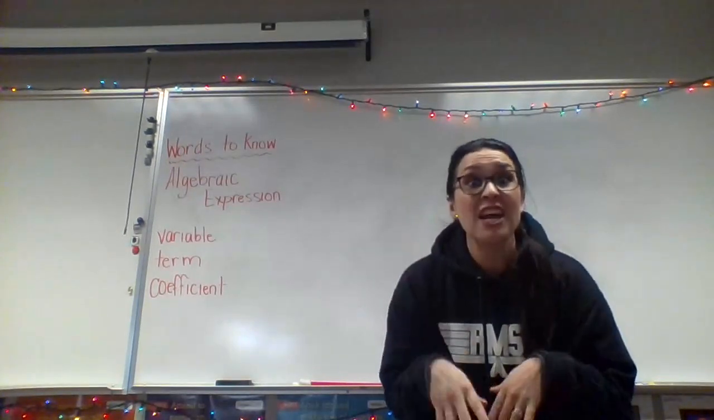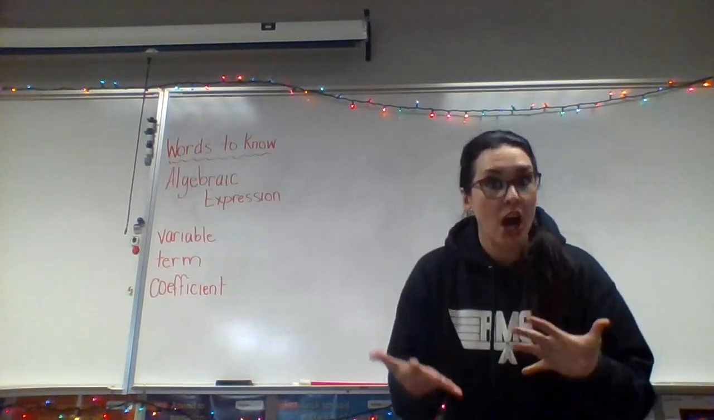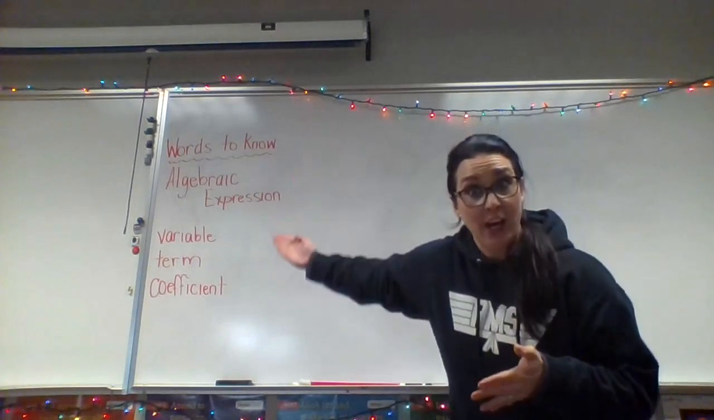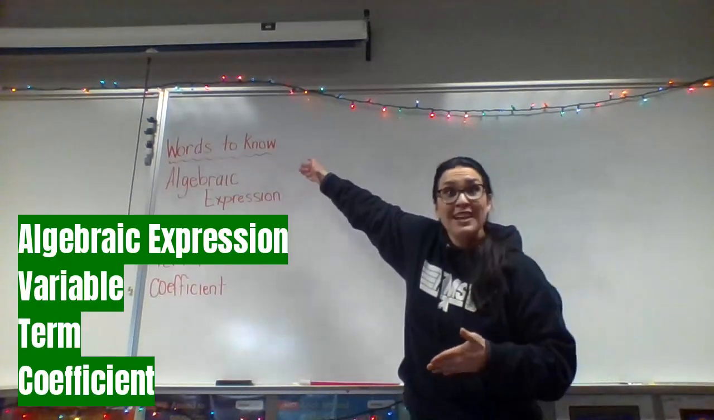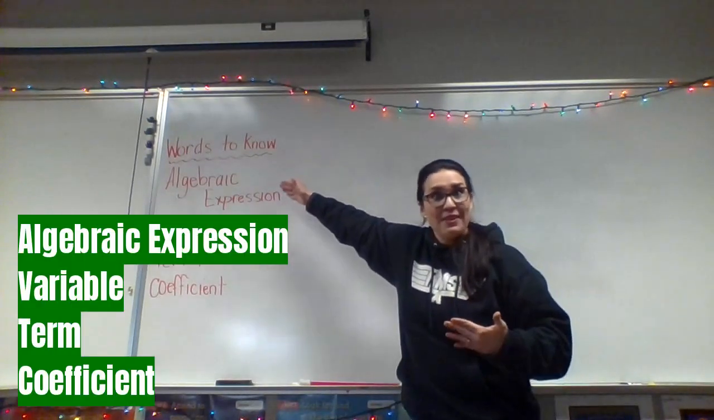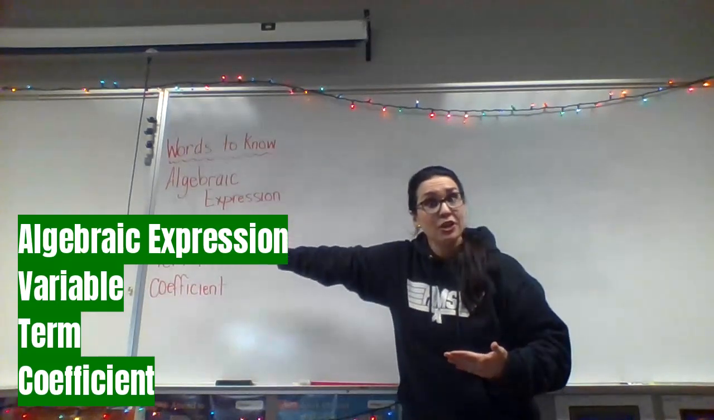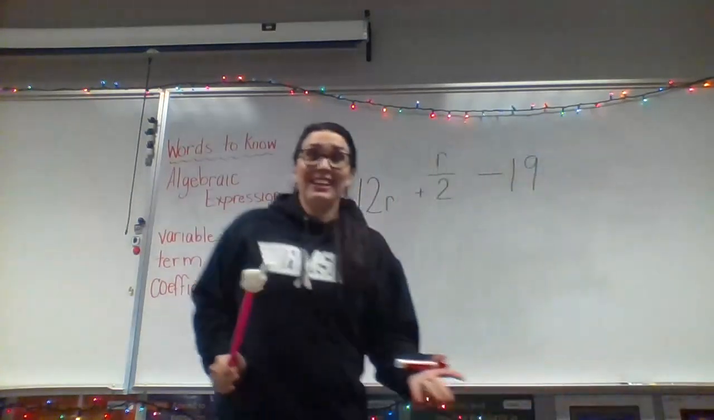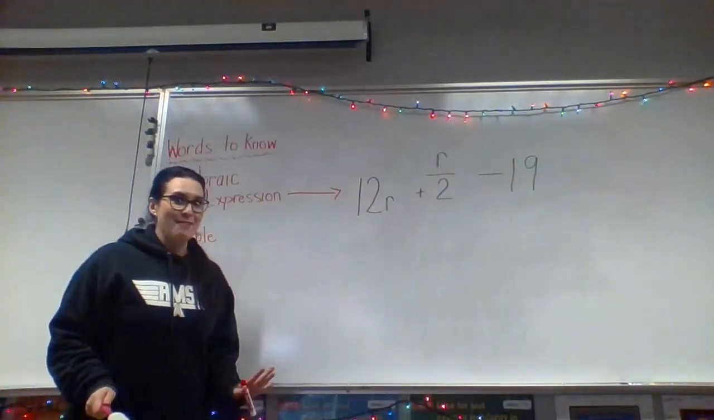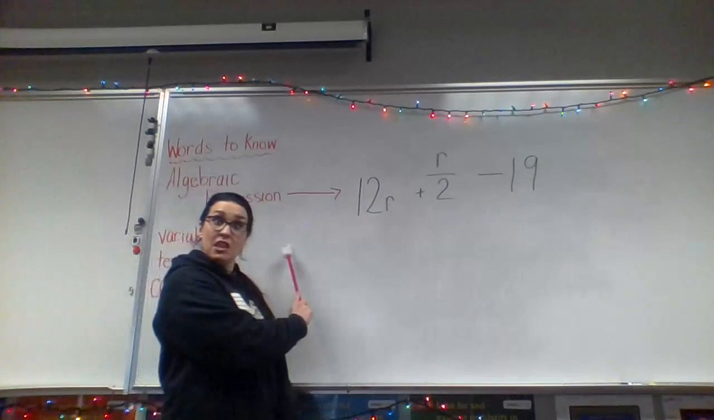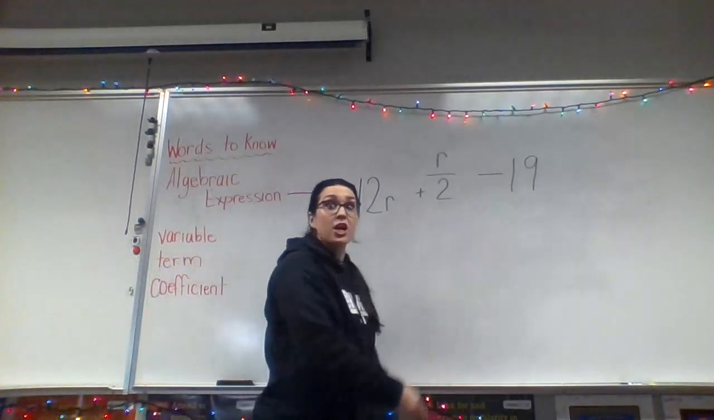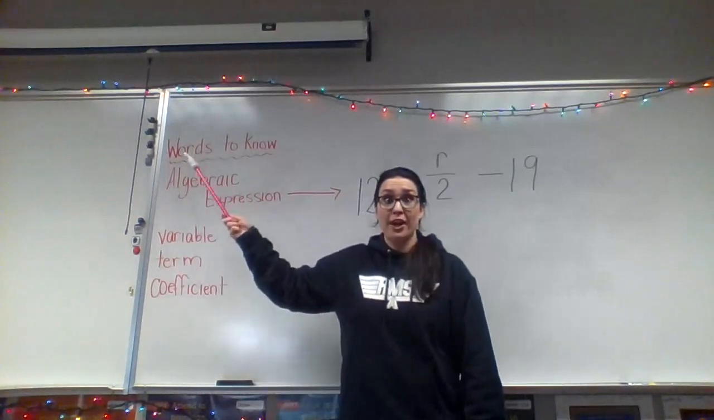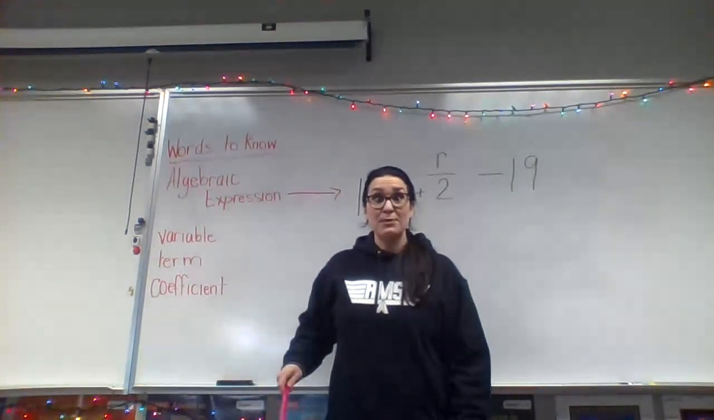Before we get started, there are some words that we just need to talk about so that we're all on the same page, okay? Here are those words. So first, an algebraic expression, and then we have a variable, a term, and a coefficient. Let's look at each of these words. All right, my friends, so we're going to use this expression right here to help us understand these words. So first, algebraic expression.